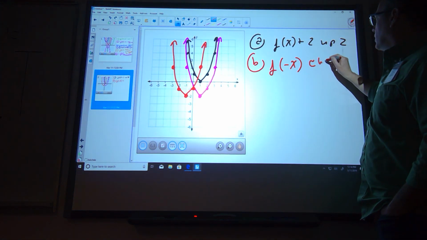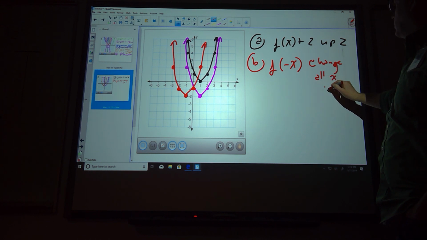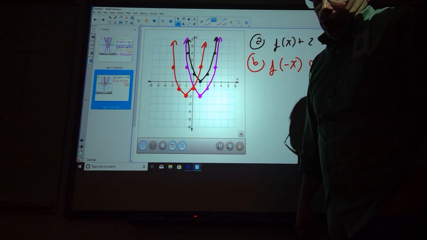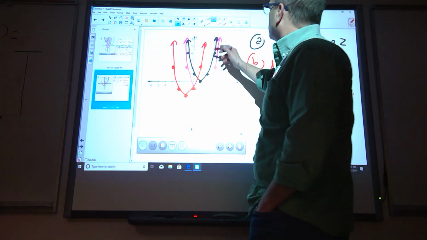So change all x values to the opposite. If it was positive, it becomes negative. If it's negative, it becomes positive. If it's 0, it stays the same. So it actually looks like it moved left, which, yes, it did, but the reason it moved left is because of those transformations.